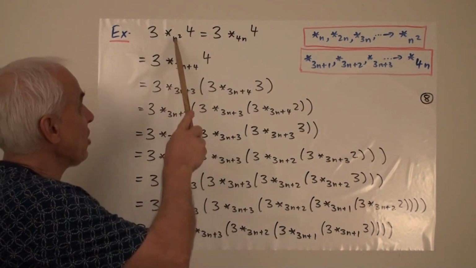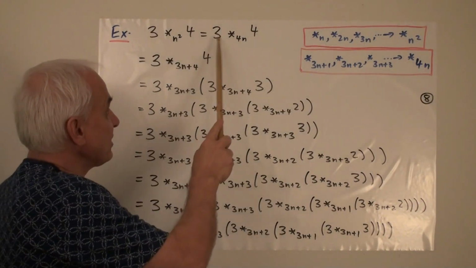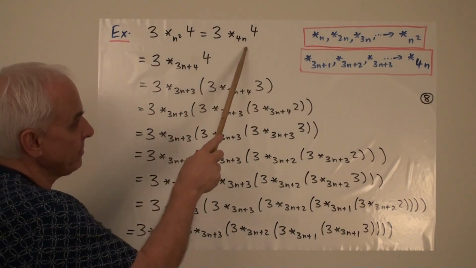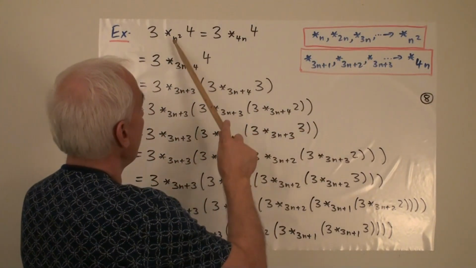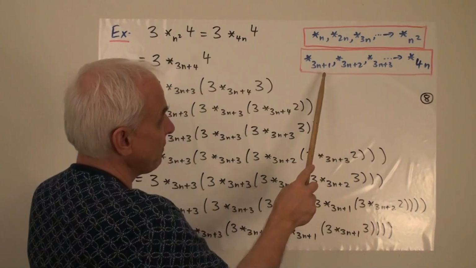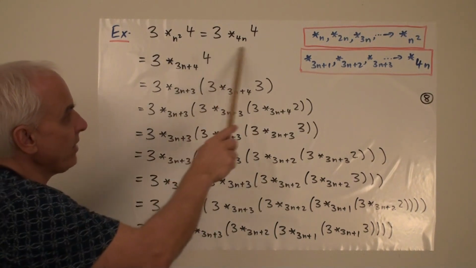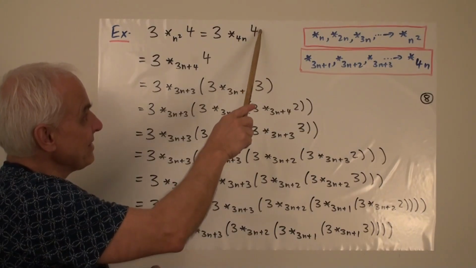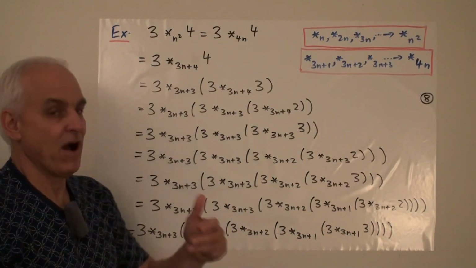Okay, so we're after 3 star n squared 4, a very modest looking arithmetical problem. And we've decided that that's 3 star 4n 4. Now, this thing here is also a limit. So we've already used the fact that n squared is a limit of these ones in order to go from here to here. Now, 4n is also a limit. Star 4n is the limit of star 3n plus 1, star 3n plus 2, star 3n plus 3, and so on. So when we evaluate this, because this is a limit, we have to replace this thing with a fourth term that defines it as a limit.